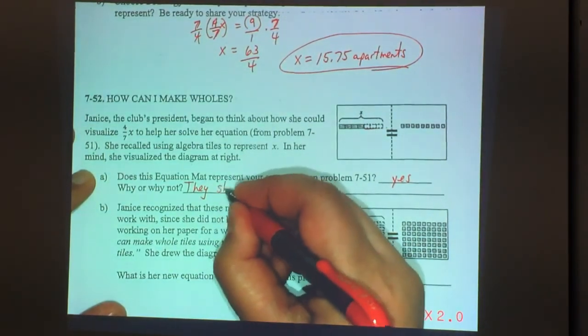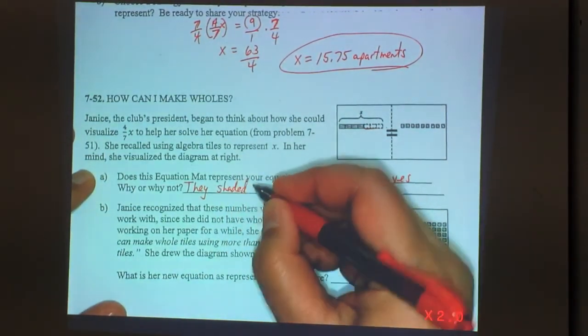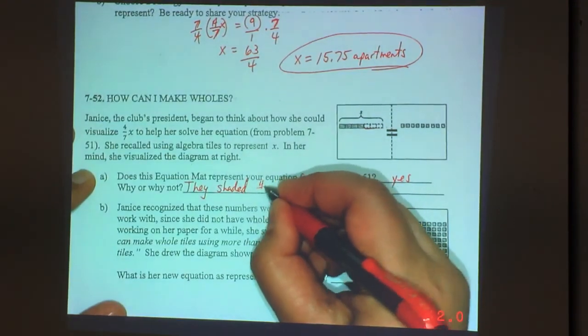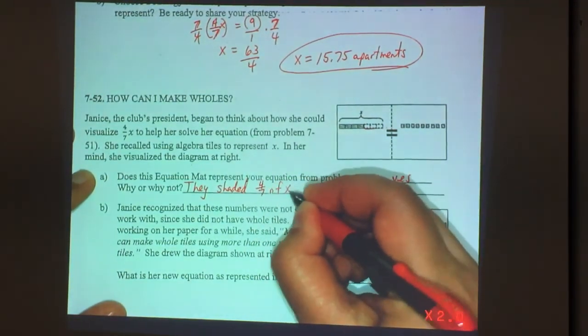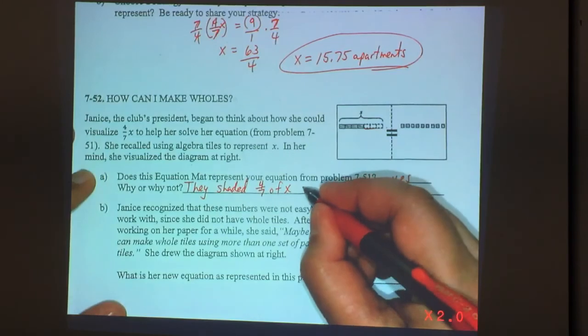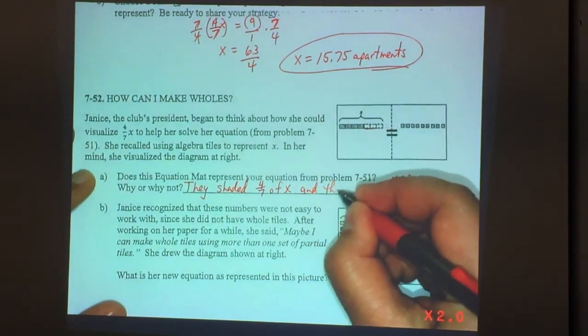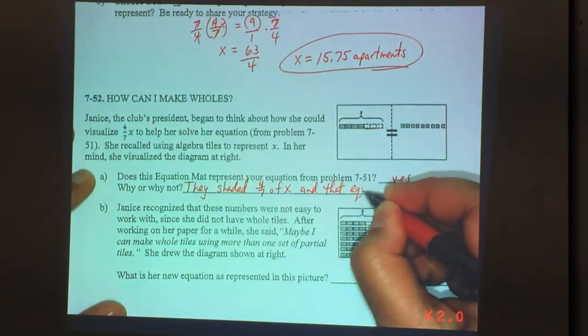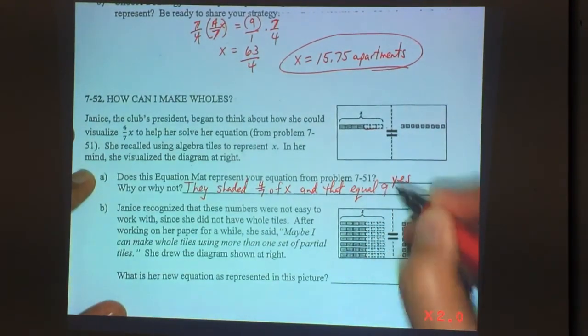They shaded 4/7 of x, and that equals 9.